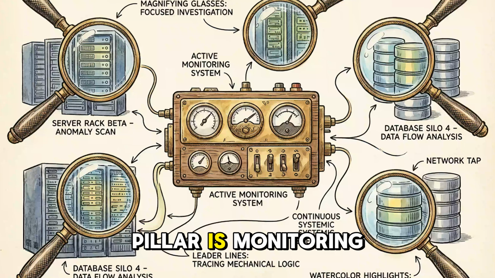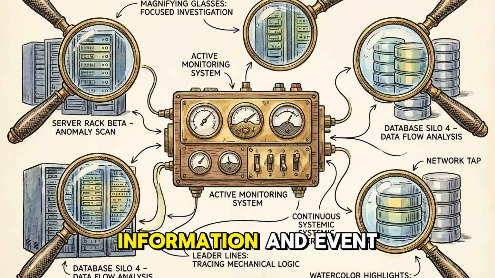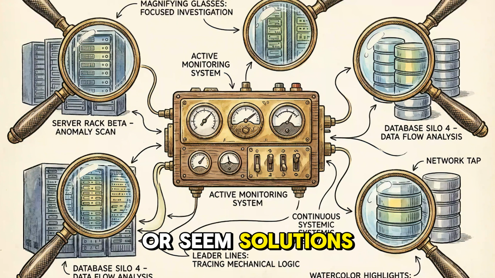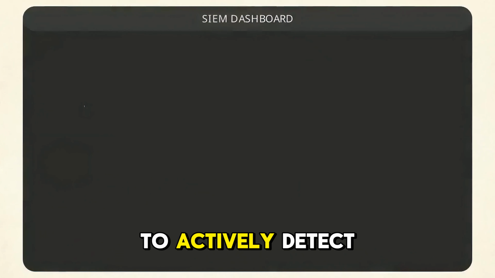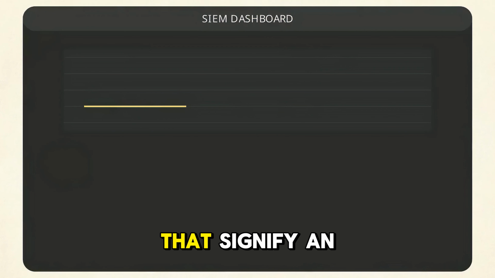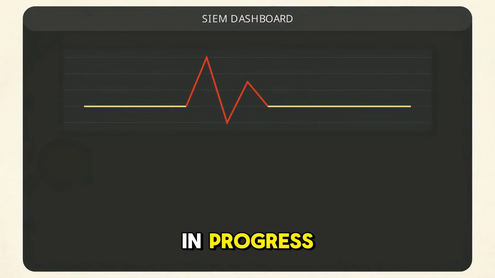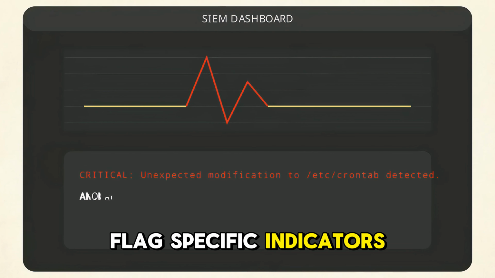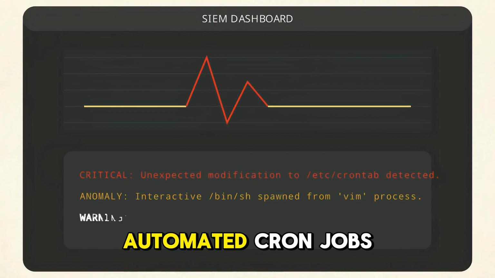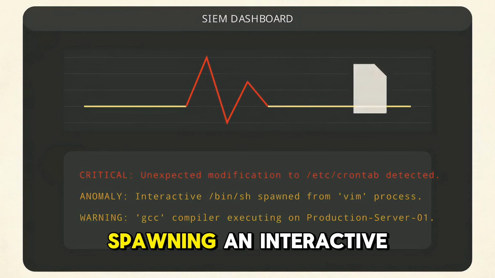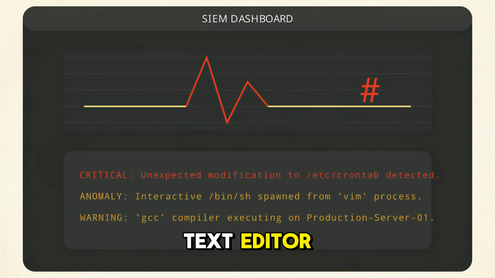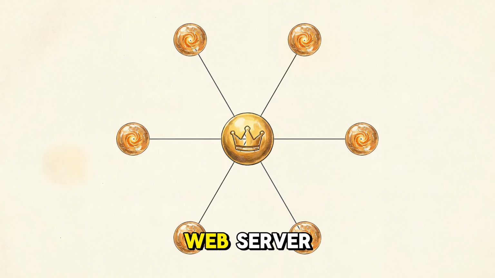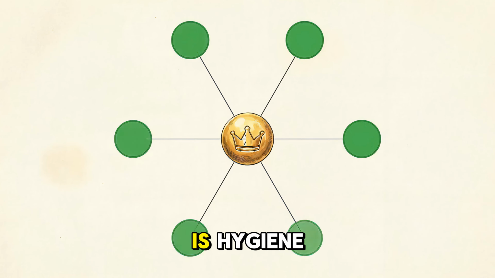The second pillar is monitoring. Security information and event management, or SIEM, solutions must be deployed to actively detect behavioral anomalies that signify an escalation attempt is in progress. A SIEM must be configured to flag specific indicators: unexpected modifications to automated cron jobs, attackers spawning an interactive shell from a text editor, or a GCC compiler suddenly executing code on a production web server.